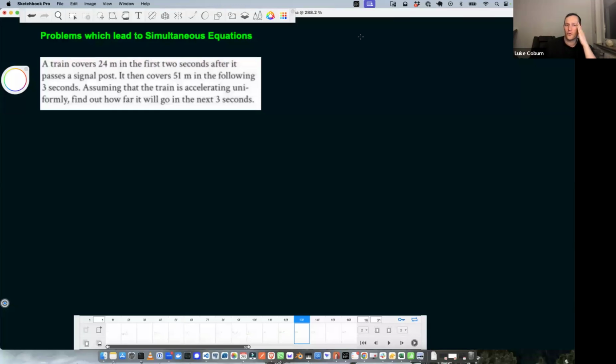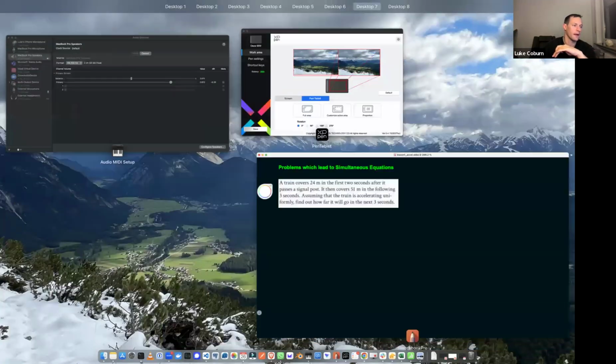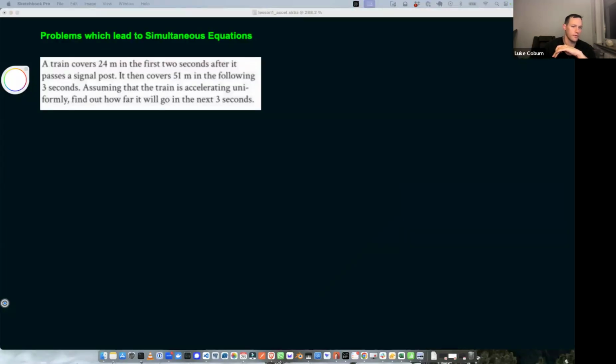Okay, and this is another one here, so this is one that should lead to a simultaneous equation as the answer. So let's just have a look at this one and try to decipher it as we do it. So, a train covers 24 meters in the first 2 seconds after it passes a signal post, right?